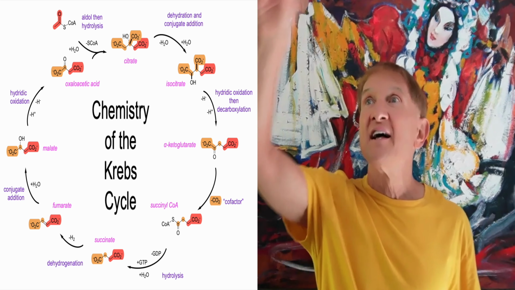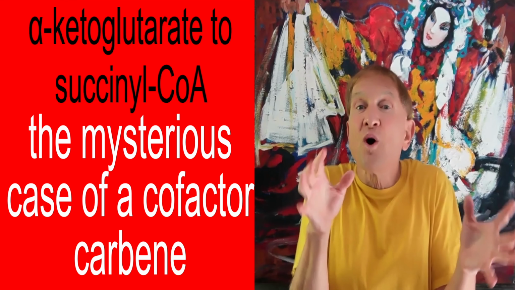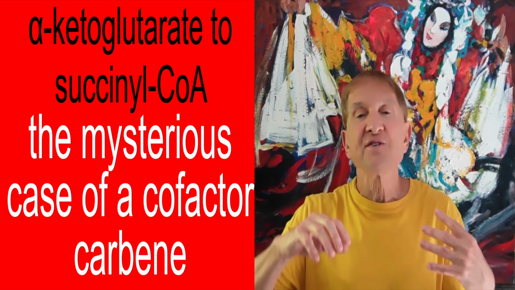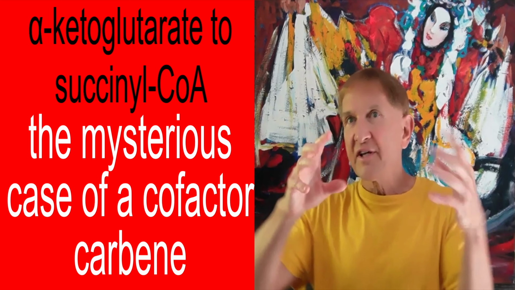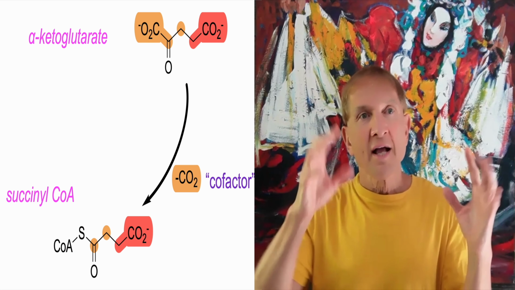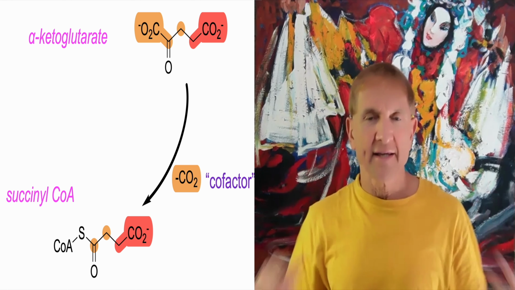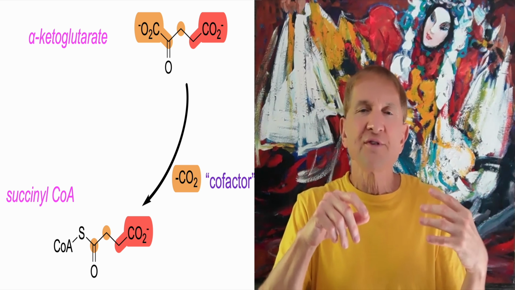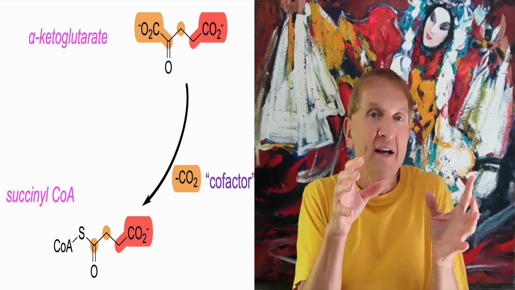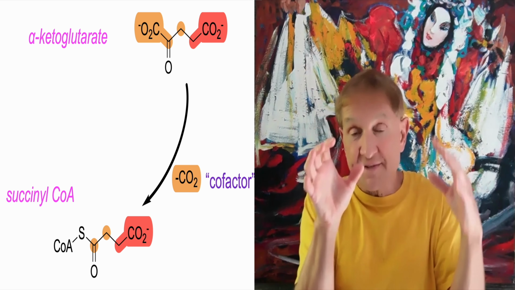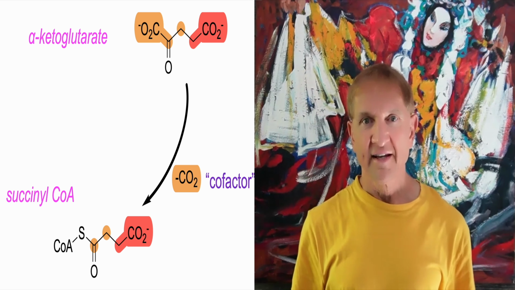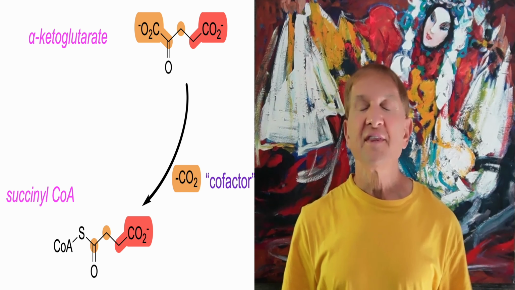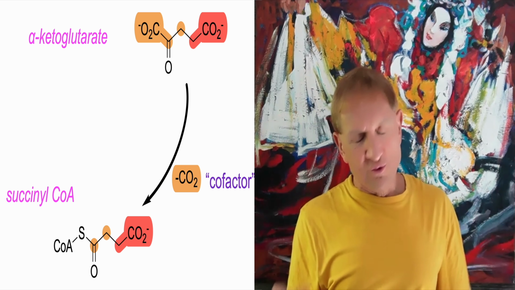We've completed a cycle. So what is this mysterious reaction, alpha-ketoglutarate to succinyl-CoA? It's messy because we can't draw just a simple process for losing CO2 from a ketone and replacing it with S-CoA. It just doesn't work. For this, we need reinforcements.